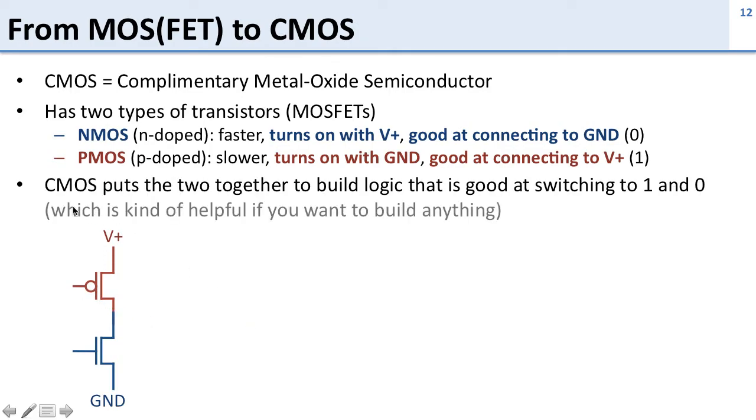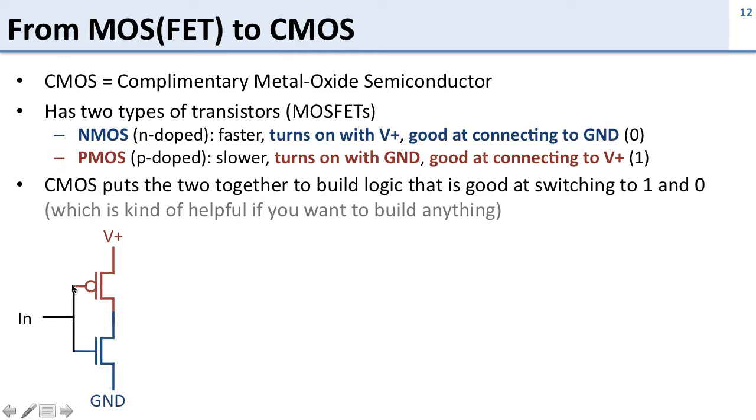All right, now in CMOS we have complementary designs. That means we have both NMOS and PMOS, and they're complementary because one is good at signaling zeros and the other is good at signaling ones. You put them together, we can do both ones and zeros, which is kind of helpful if you want to build things with ones and zeros. So let's take a look at how this works.